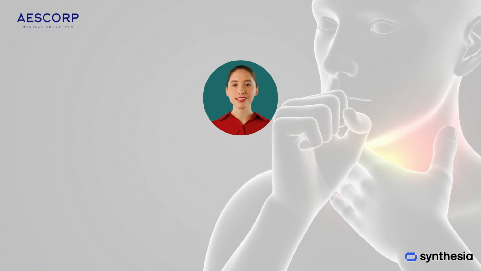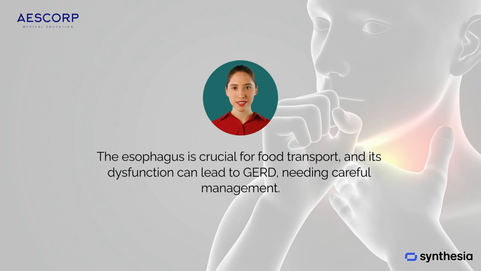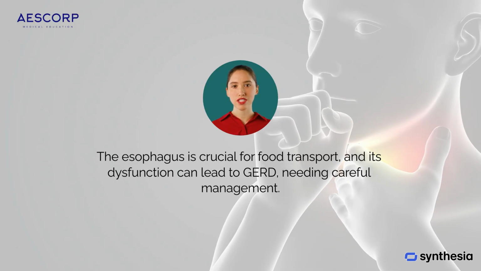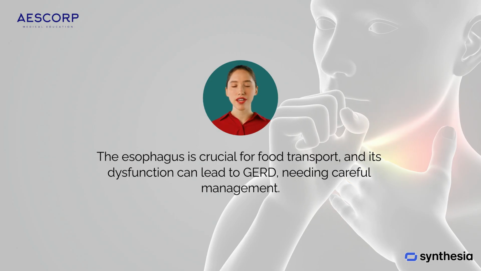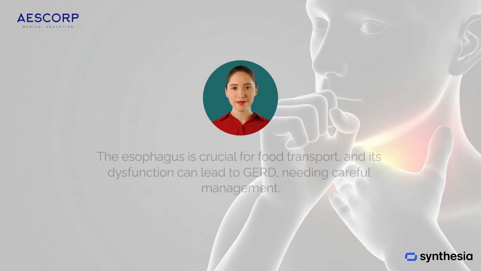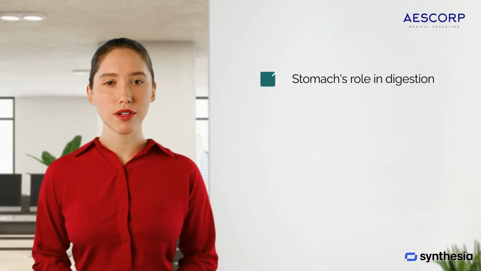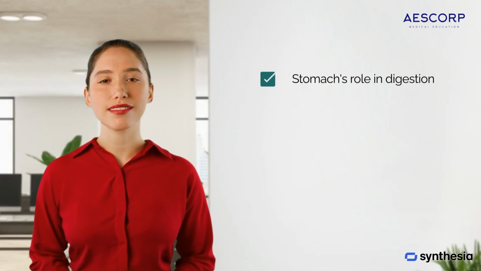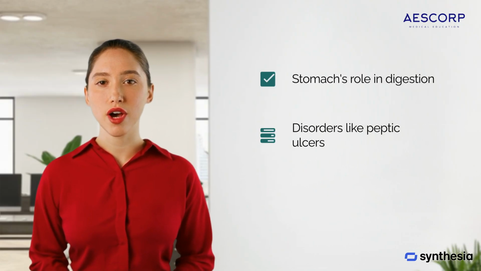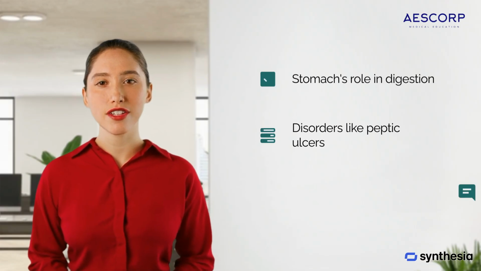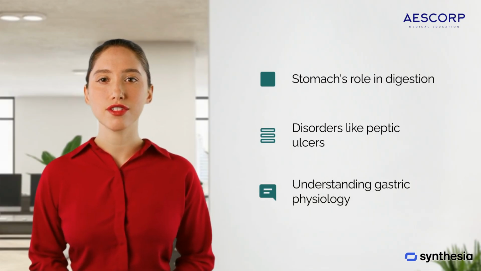The esophagus is a muscular tube connecting the throat to the stomach. It plays a critical role in transporting food, and its dysfunction can lead to conditions like GERD, requiring careful management. The stomach is responsible for food digestion through acid and enzyme secretion. Disorders such as peptic ulcers and gastritis are common, necessitating a thorough grasp of gastric physiology for effective treatment.